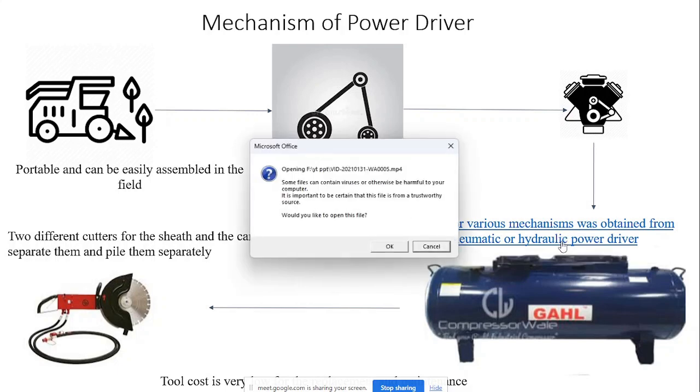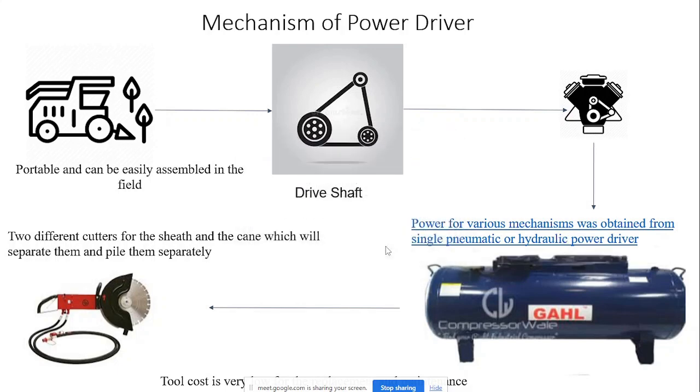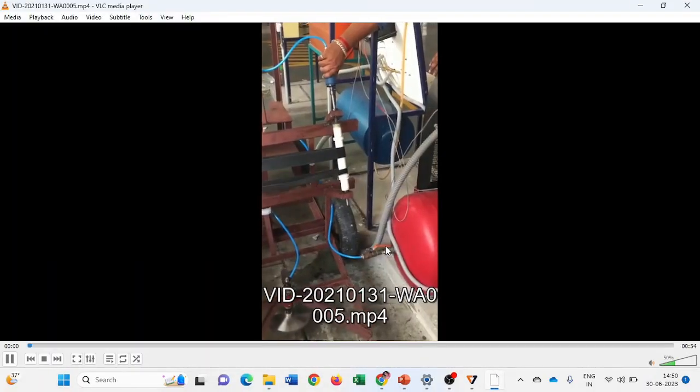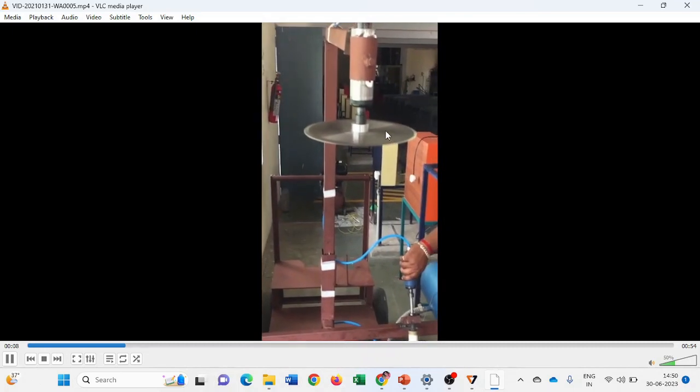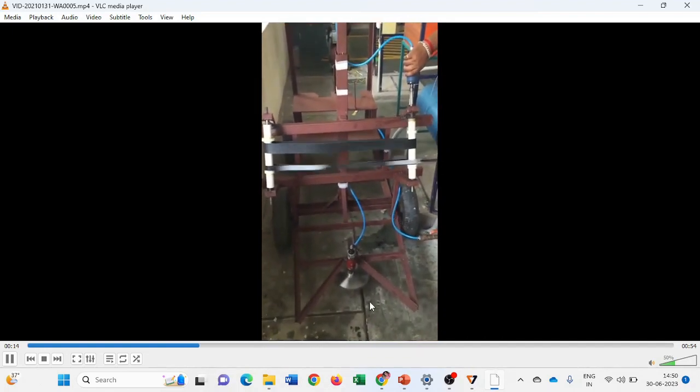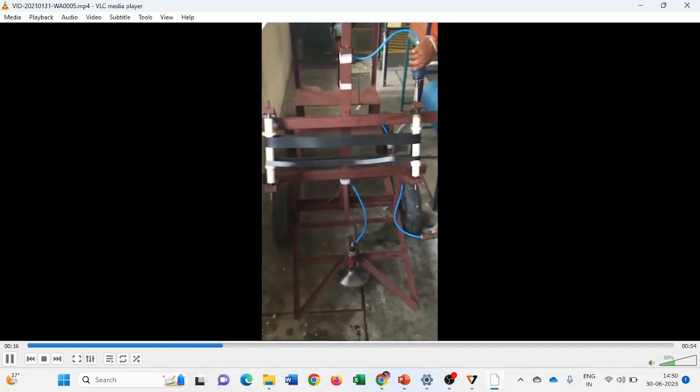You may see the sample video for producing the mechanism for operating the machine. Here I can show you. This is the reciprocating pump, I mean the compressor. The compressor can operate the cutter with the air pump and the conveyor with the air pump, and the bottom one is also a cutter. I can explain the same product in the field itself.